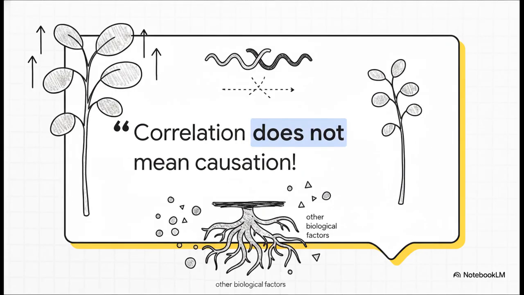Taller plants tend to have larger leaves. But wait, we have to remember the golden rule of data science here. Correlation does not mean causation. Yes, these two measurements move together beautifully in our succulent data set, but that doesn't mathematically prove that growing taller causes the leaves to grow larger. They're strongly associated for sure, but some other biological factor might actually be pulling the strings.